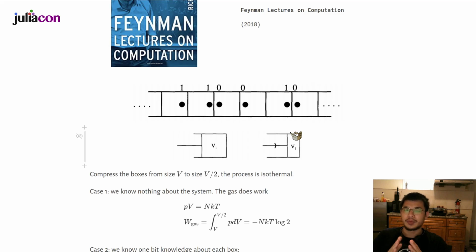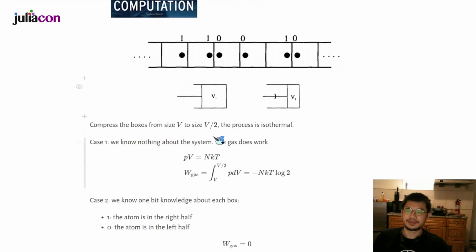Here, assume we have a collection of boxes, each containing a particle inside. It can be in the left side or the right side. We compress the piston, which is attached to the box. We compress the box to half of its size.